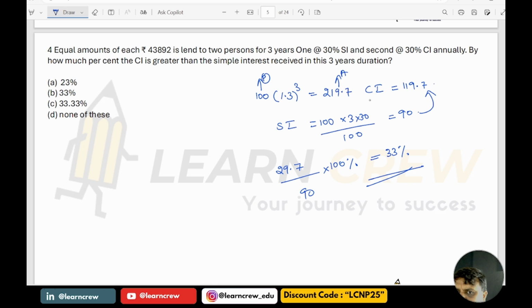I am not taking the particular given 43,892. It is for any amount, through the compound interest method and through the simple interest method. If 100 is taken, then at 30% rate of interest, the total amount in 3 years should be 219.7. Thereby compound interest is 119.7 and simple interest in 3 years should be 90. So additionally we have to pay 29.7 rupees through compound interest over the simple interest of 90. So 29.7 is more than 90 by how much percentage? 33 percentage. This is the answer.